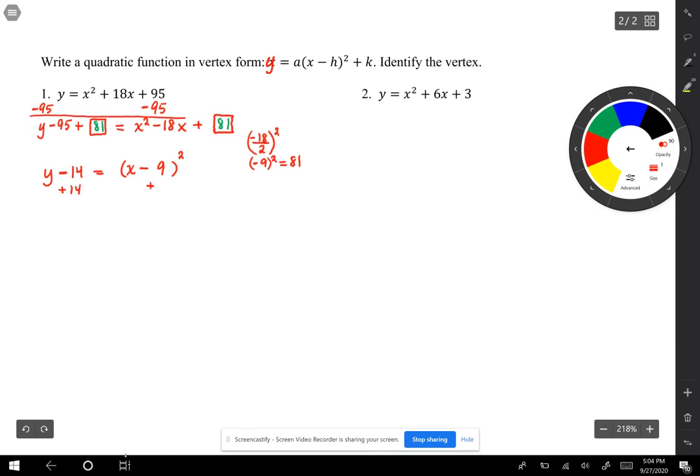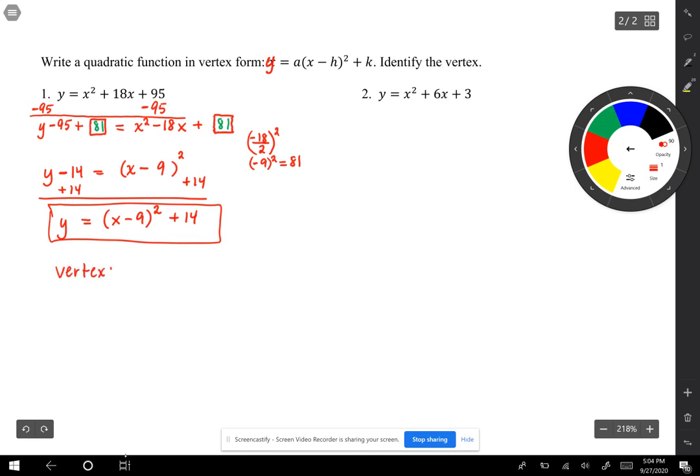Please, please do not do this. You do not add a number inside something that's in parentheses. So that 14 should be added to the outside. So that would be going right here. So here's our equation. Y equals x minus 9 quantity squared plus 14. And now let's identify our vertex. So that's part 1.